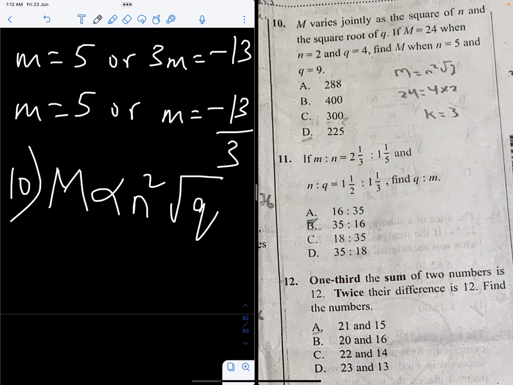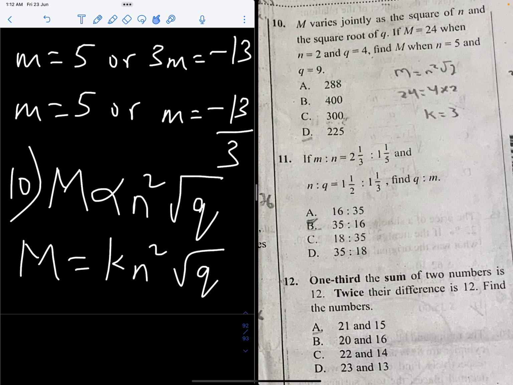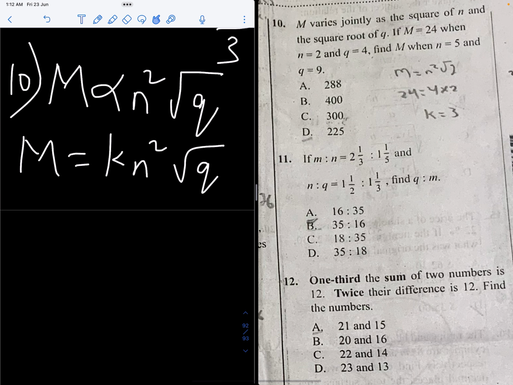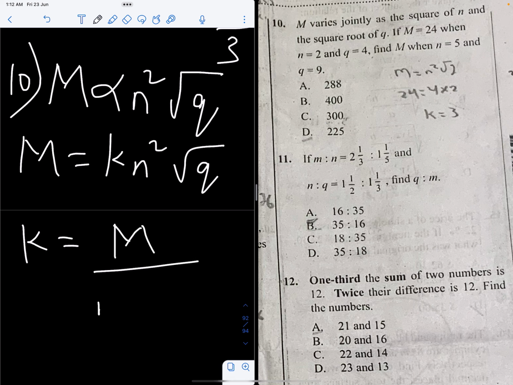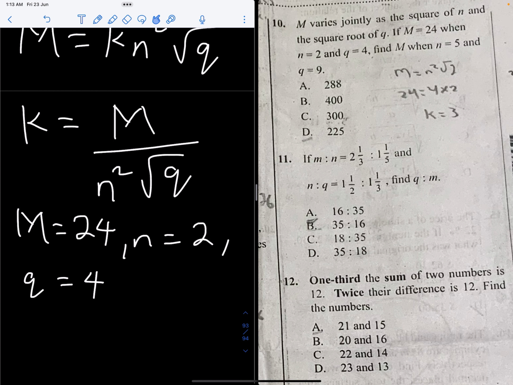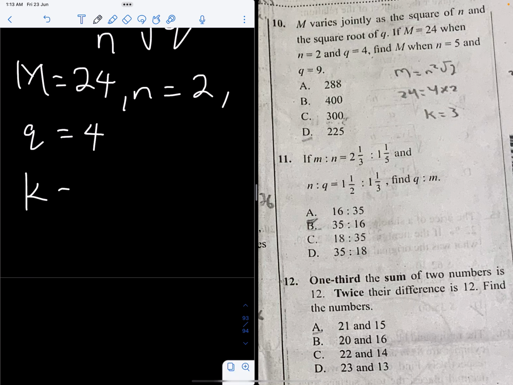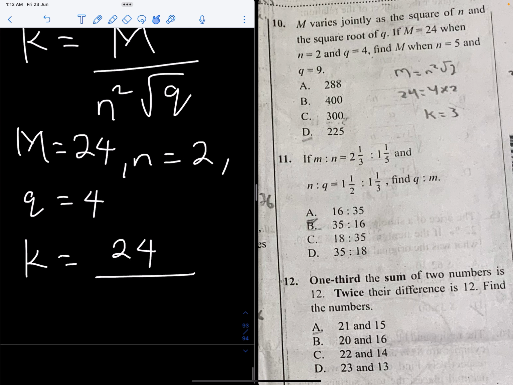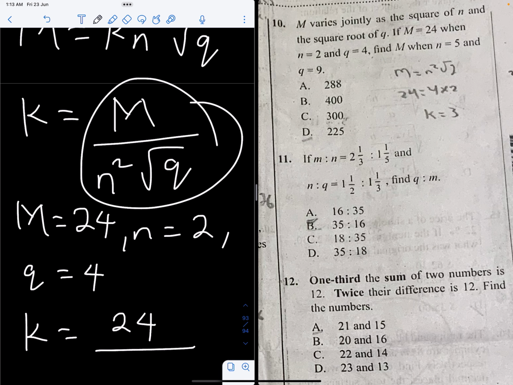M varies jointly as the square of n and the square root of q. That means, that's how you write that. And that simply means m equals kn squared, where k is a constant of proportionality. M equals kn squared times root q. And that simply means the first thing to do is to find k. That simply means k equals m divided by n squared times root q, which simply means, now we know that m equals 24 when n equals 2 and q equals 4. Now let's find k first. K will be equal to m, which is 24 over, we wrote that already, k equals m over n squared times root q.